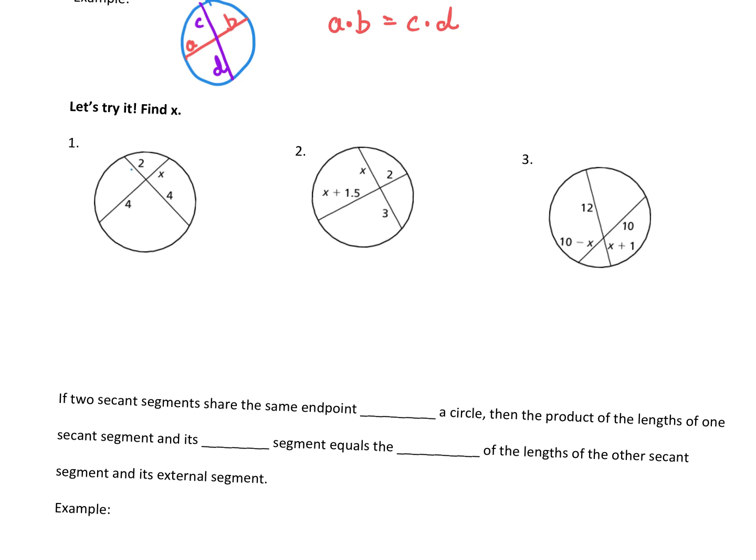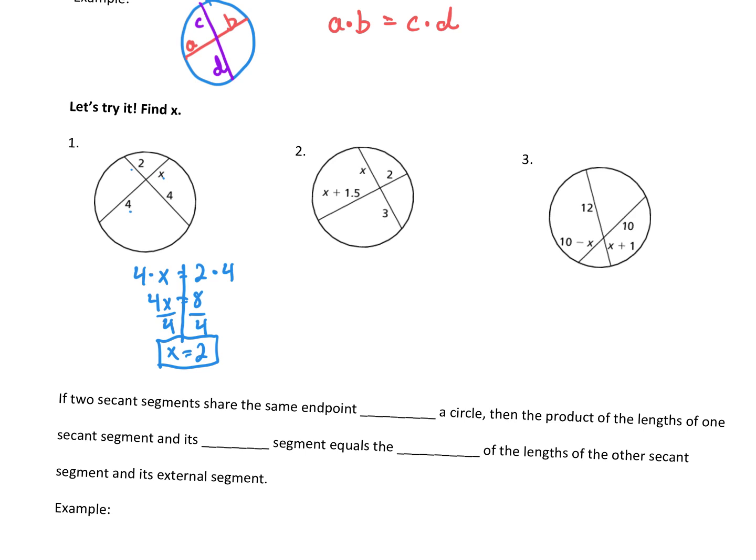So here we have 4 and x. So 4 times x must equal 2 times 4. We'll multiply them out. So that's 4x equals 8. We divide by 4. X then equals 2.